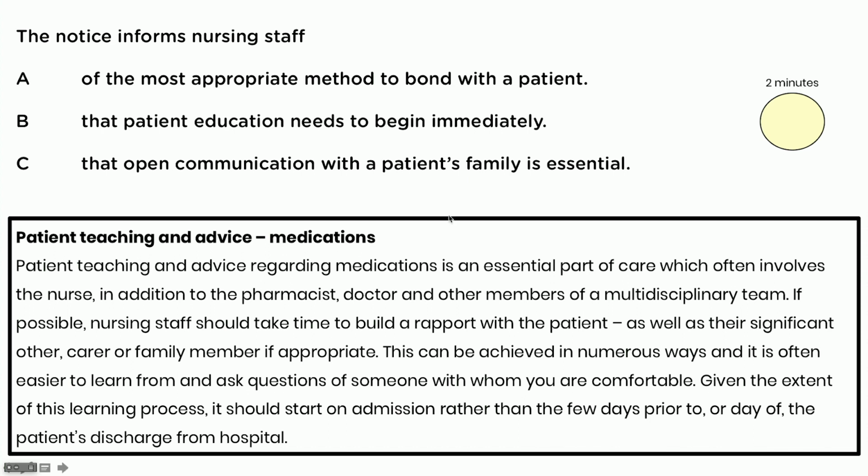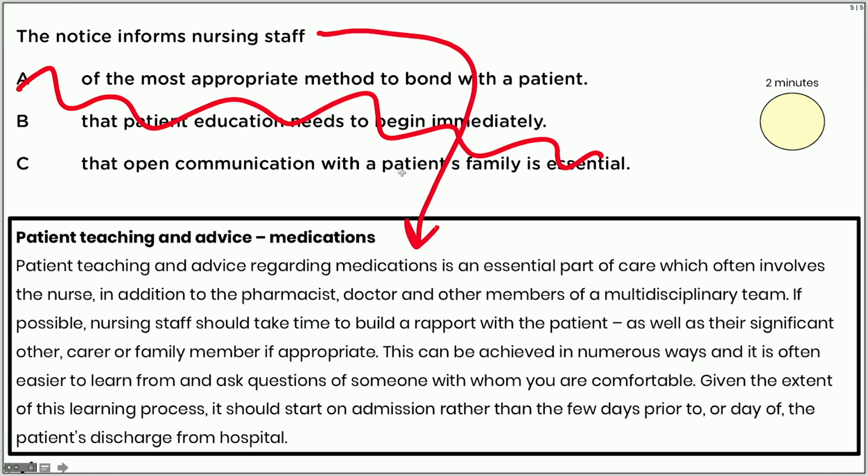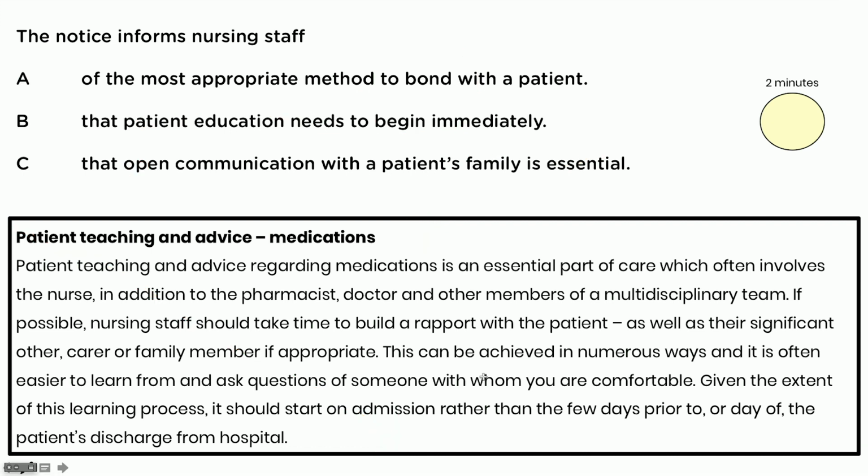Now, what I suggest you do, or how I suggest you approach these types of questions, is to forget the answer options. Go straight from the question prompt to this here. So the notice informs nursing staff, that's all. Because I want you to read this without the distraction or the influence of the answer options. You want to get a very clear reading of this from beginning to end. You want to understand this text fully. Then after you've read it, you go back to the answer options and select the one which is correct. Okay, so that's the plan. You have 2 minutes starting now.